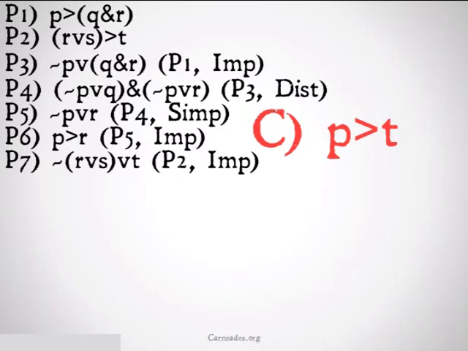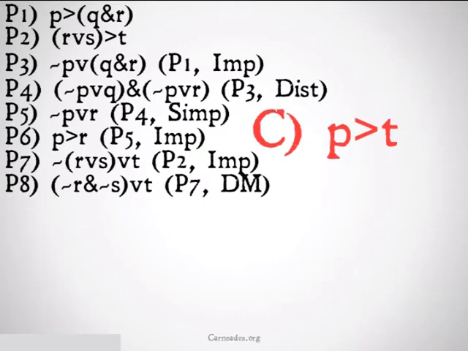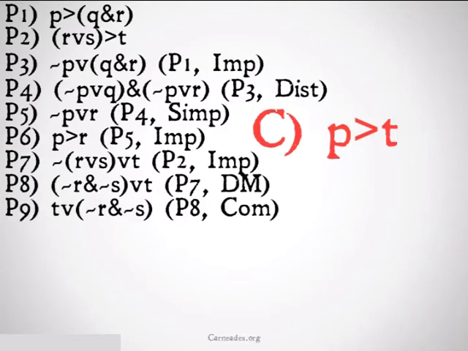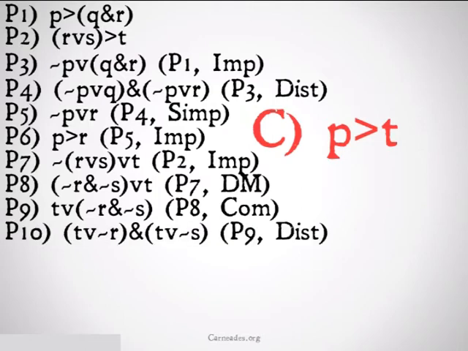So, what I would do now is once again do implication on premise 2 to get not R or S or T, because we're going to be able to do a lot more with just disjunctions. Then we're going to do De Morgan's law to get that negation inside those parentheses, because we can't do distribution with that negation outside. Then we'll do commutativity to set up, once again, this great distribution like we did earlier, T or not R and not S. And then we'll finally do a distribution, T or not R and T or not S. Premise 9, distribution.